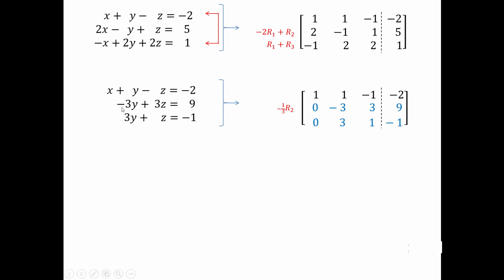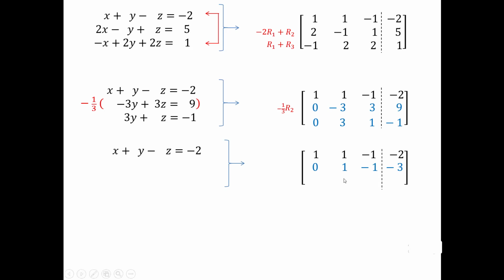Multiplying this here by -1/3, well, there is no x, so that stays 0. Negative 1/3 times negative 3 is positive 1. Negative 1/3 times 3 is negative 1. And negative 1/3 times 9 is negative 3. And look at how now I've made this middle element into a 1, which is what it needed to be. I need 1s along the diagonal.